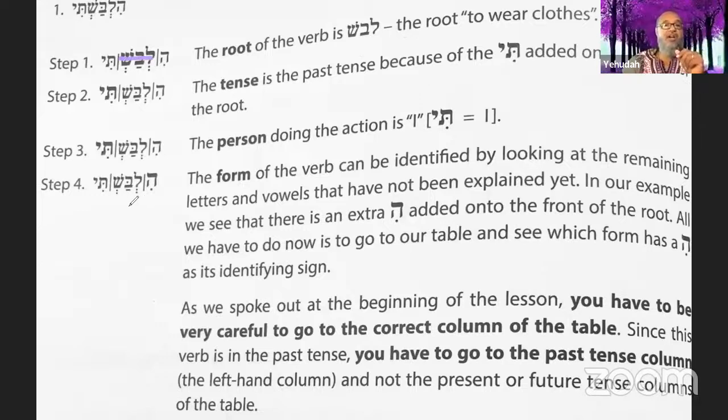Next thing we scratch off, we find out what the tense is. Oh, it's in the past tense. That's off the list. Okay. Also the person within the tense, we found out who the person is. That's off the list.